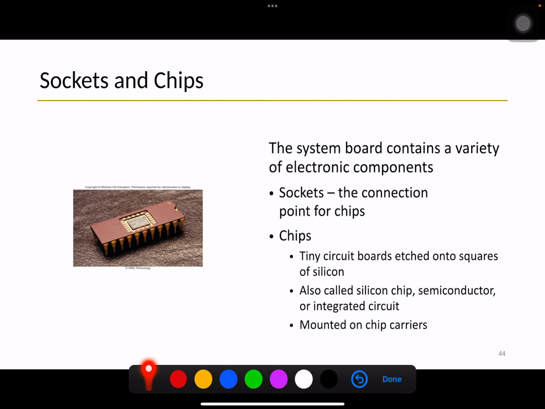Alright, so what is a chip actually? A chip is a tiny circuit board etched onto a square of silicon, also called a silicon chip. It has semiconductors and is also called an integrated circuit. Here it already has its circuit, and we attach this kind of chip to the motherboard so that the computer can use it. So what chips are these? Maybe the ROM chip, the RAM chip, the BIOS chip. There are many things we can attach to the computer.